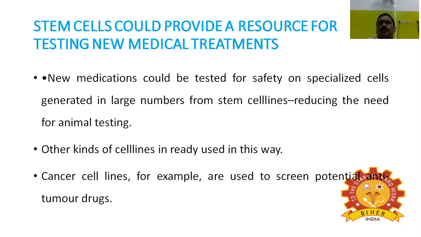So the new medications could be tested for safety on the specialized cells generated in large numbers from the stem cell lines, reducing the need for animal testing. So the other kind of cell lines are ready to use in industry. Cancer cells or cancer cell lines, we can say, are a great example, used to screen the potential of anti-cancer agents or anti-cancer drugs.